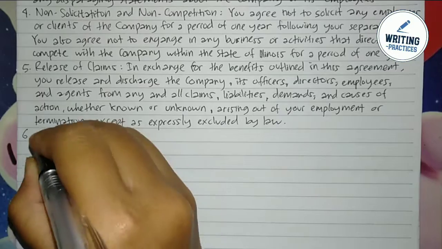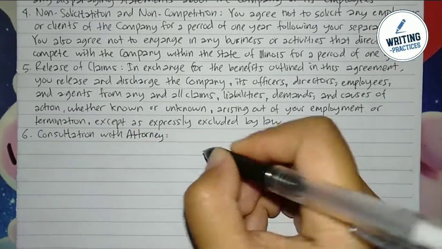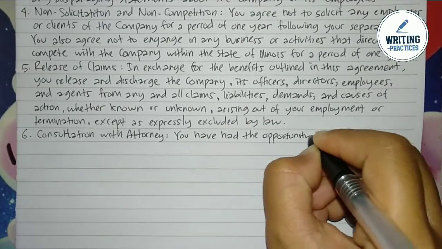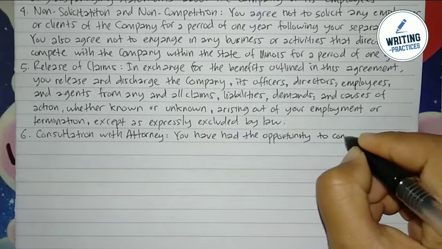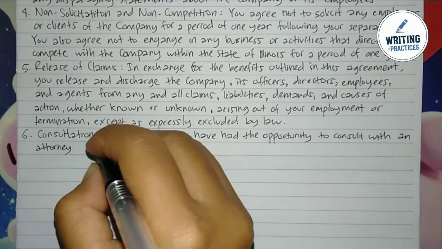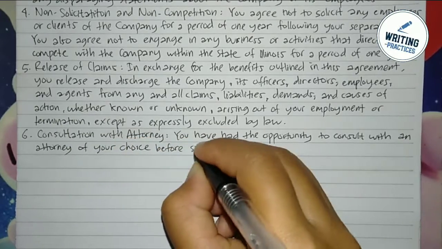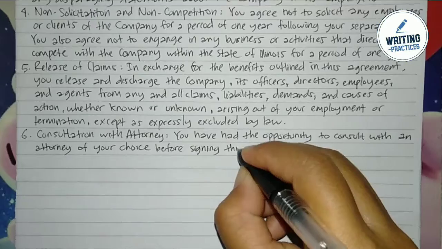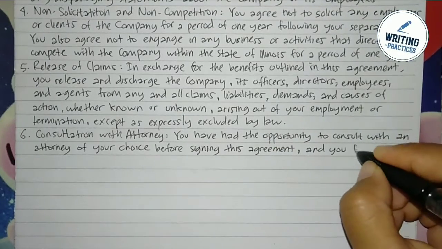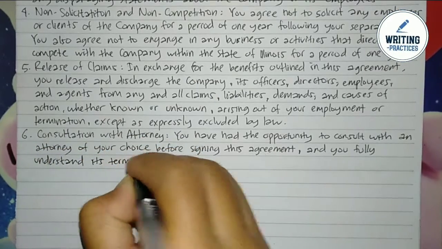In the sixth point, you need to mention consultation with attorney. Give an acknowledgement that the employee had the opportunity to consult with an attorney before signing, so the recipient really understands about the implications of signing the agreement. And here, you can simply write, consultation with attorney. You have had the opportunity to consult with an attorney of your choice before signing this agreement, and you fully understand its terms and implications.